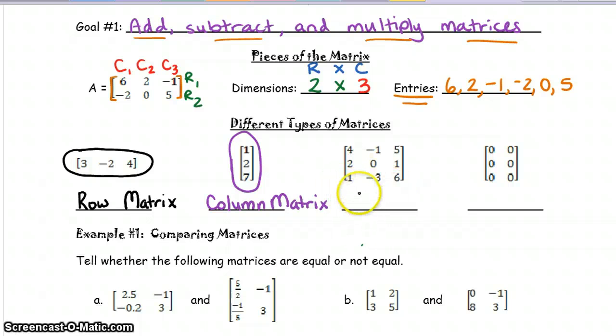The third matrix is a 3 by 3 matrix, and because it has the same number of rows as the number of columns, we call this a square matrix. And the last one is called a zero matrix because it's made up of all zeros.